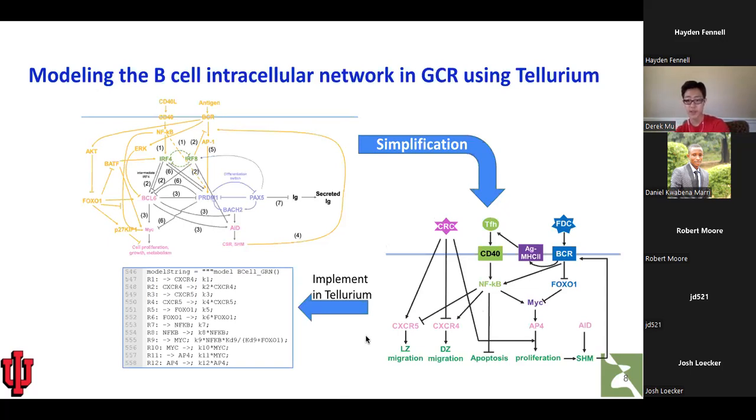The gene network involved in the GCR is pretty complex and involves numerous different pathways, as can be seen in this figure on the top left. So we decided to simplify the network into the one seen on the right, with CXCR4 controlling the migration of B cells in response to the gradients of chemoattractants CXCL12 and 13, MYC and AP4 signaling controlling B cell proliferation, MHC2 signaling between B and T cells, FOXO1 signaling between B cells and FDC, and NF-kappa-B signaling between B cells and CRCs. And then this simplified intracellular network was modeled using Tellurium, which I will talk more about later.